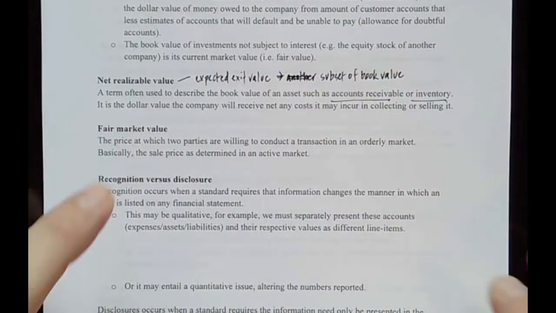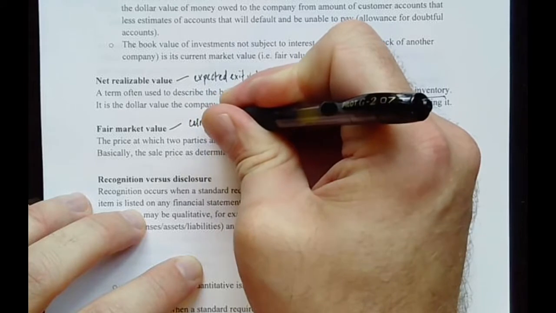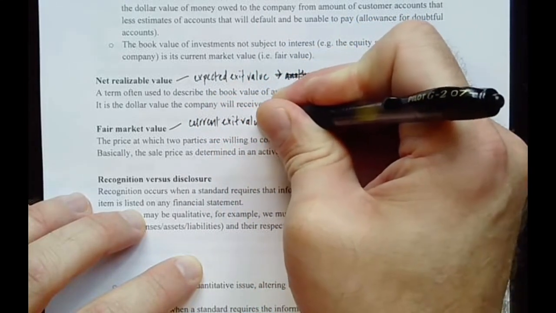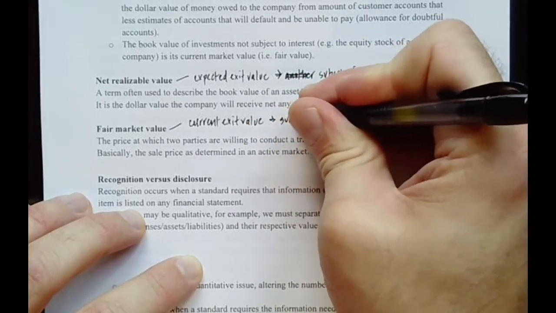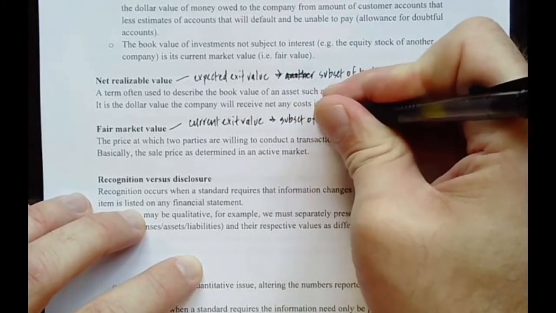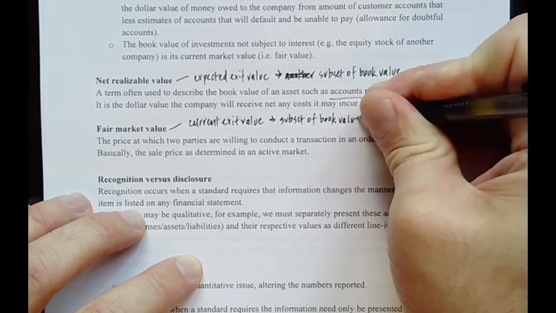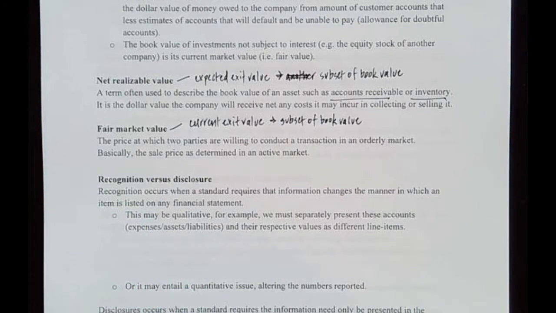Fair market value is another. This is the current exit value that is prescribed in the measurement principle. And it is, again, a subset of book value. That is to say, some assets are recorded at fair market value, which is the value that we put on the financial statements as the book value.